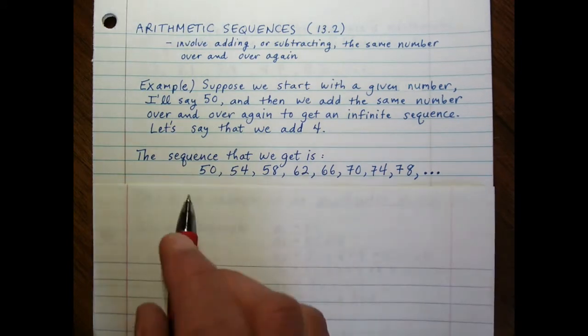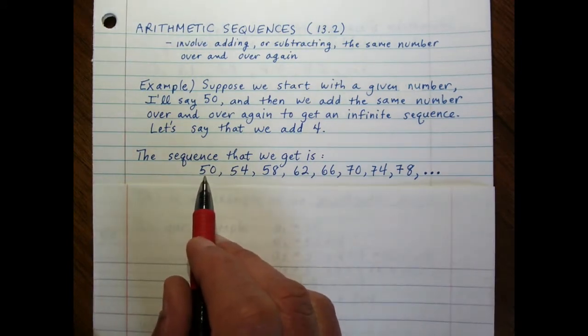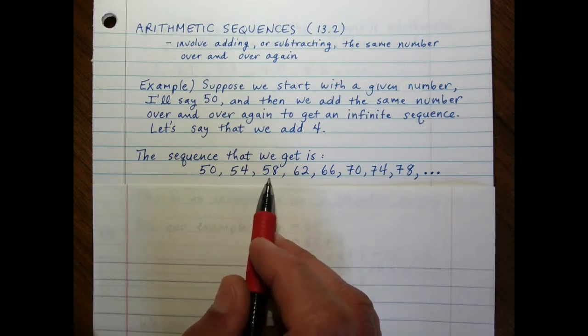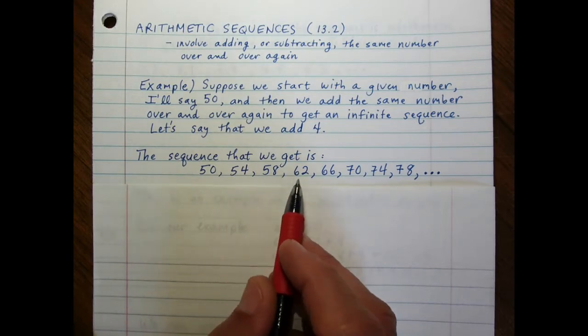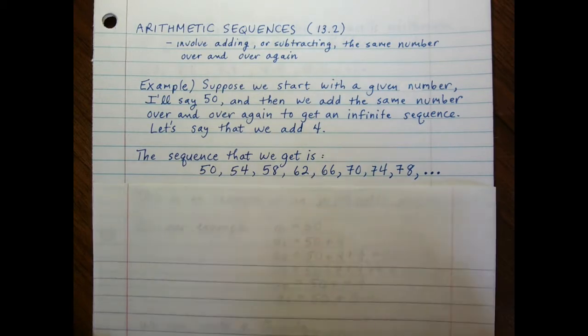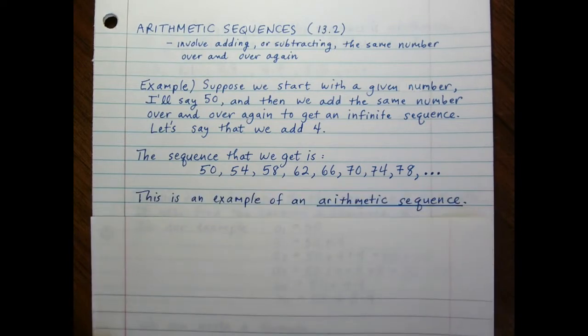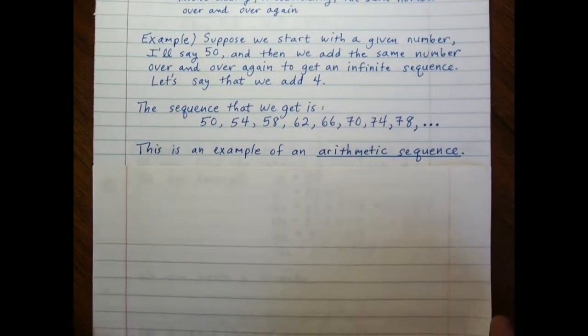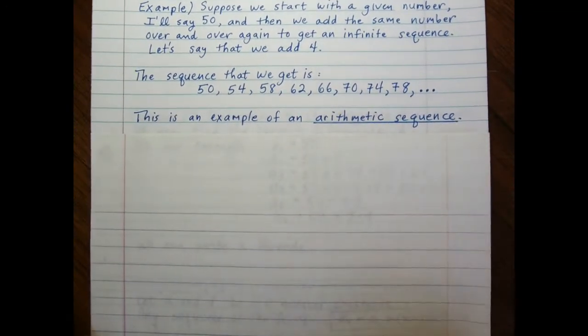Now, what am I doing here? I'm just taking 50, adding 4 to get 54. I'm adding 4 again to get 58. I'm adding 4 again to get 62, adding 4 again, adding 4 again. So the key here is that we keep adding the exact same number again over and over again. And this is what's called an arithmetic sequence.